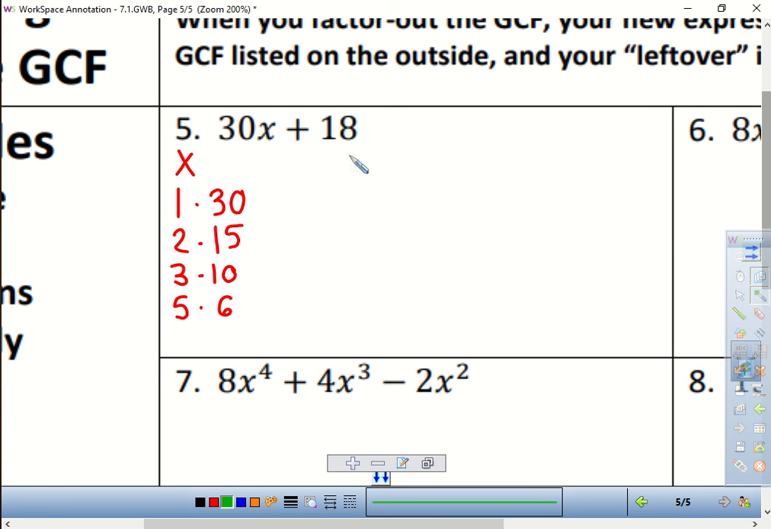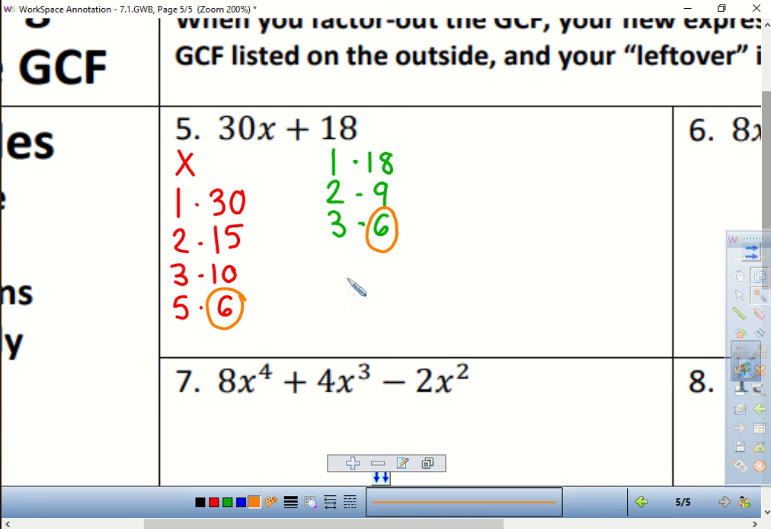And then over here, what are some factors of 18? 1 times 18, 6 times 3. Good. 2 times 9. Good job. 3 and 6, 2 and 9. The greatest common factor is 6. It is. Good. So in this case, our greatest common factor is 6. Now, notice that the x doesn't have anything to get paired up with in the other one, so it's not going to be factored out at all. It's just going to be the 6 that gets factored out, okay?